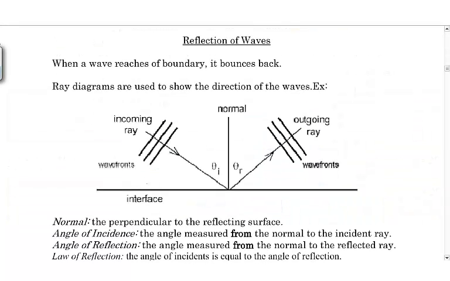When a wave reaches a boundary, it bounces back. Ray diagrams are used to show the directions waves travel when they interact off of the surface of a boundary. The law of reflection states that the angle of incidence will always equal the angle of reflection. The normal is defined as 90 degrees to the surface, and it's important that when we use the law of reflection that we're always measuring the angles from the ray to the normal, and from the normal to the reflected ray.